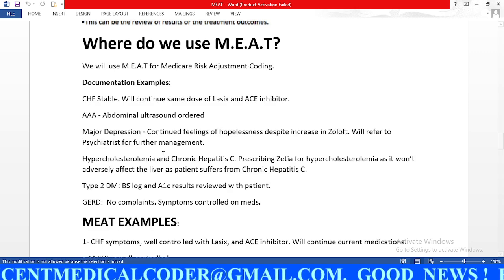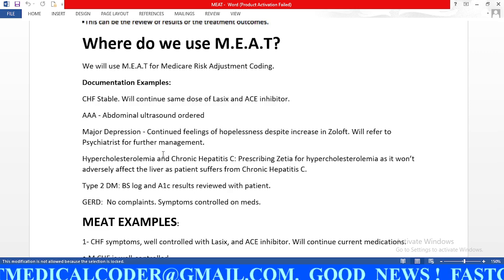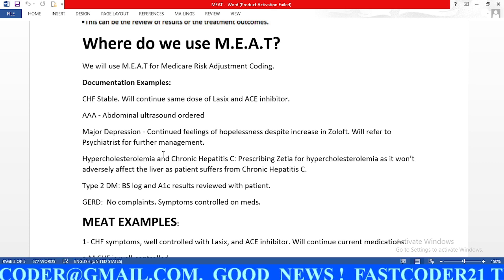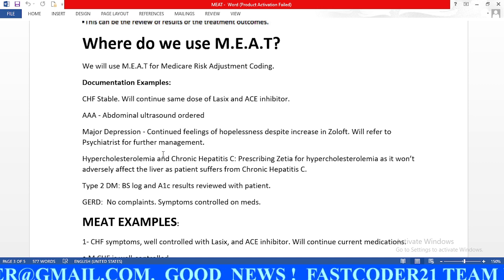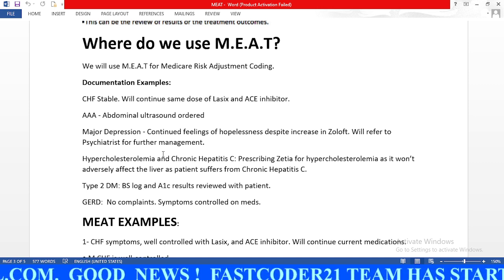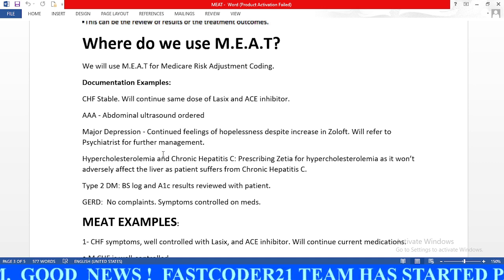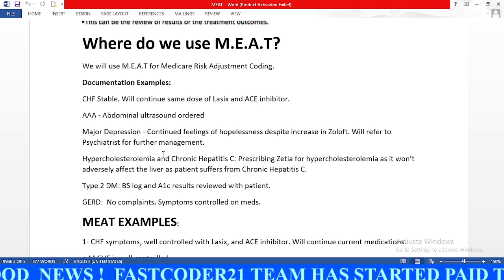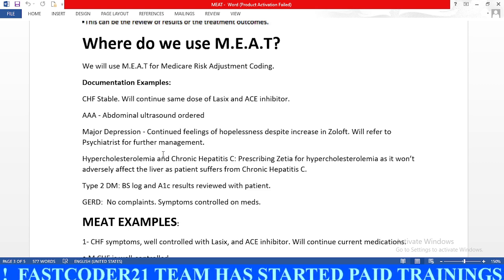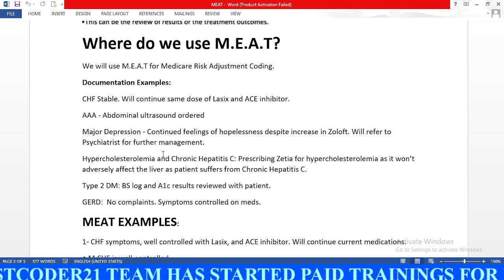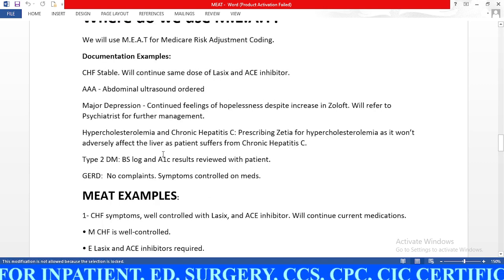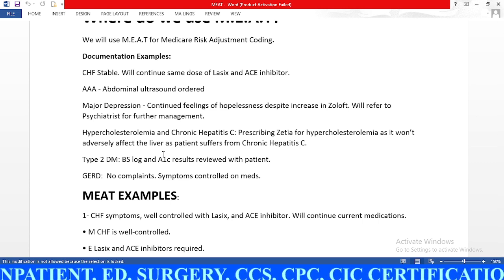Next, where do we use MEAT? Usually, we use MEAT for Medicare Risk Adjustment coding, also called HCC coding. Here we will see a few documentation examples. Here the physician is saying, CHF stable, will continue the same dose of Lasix and ACE inhibitor. Here the physician is adjusting the medication, which comes under treatment.